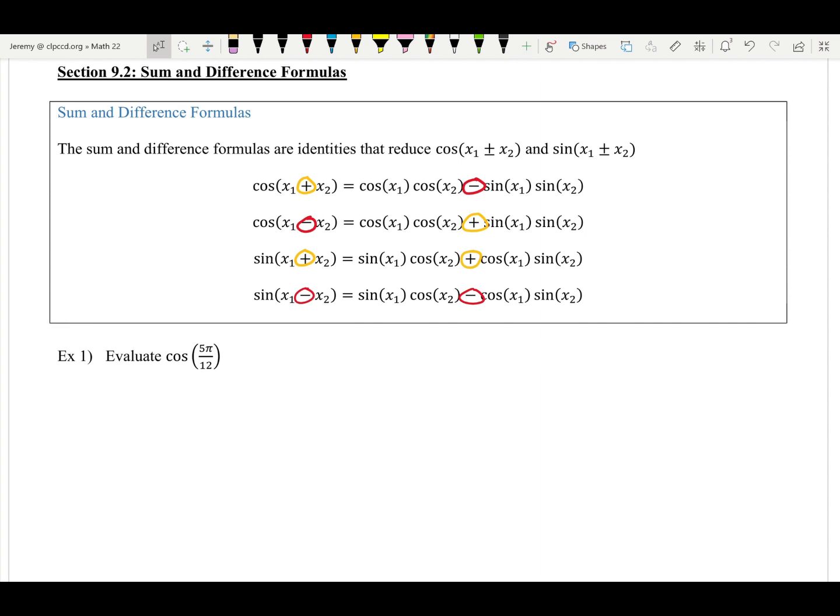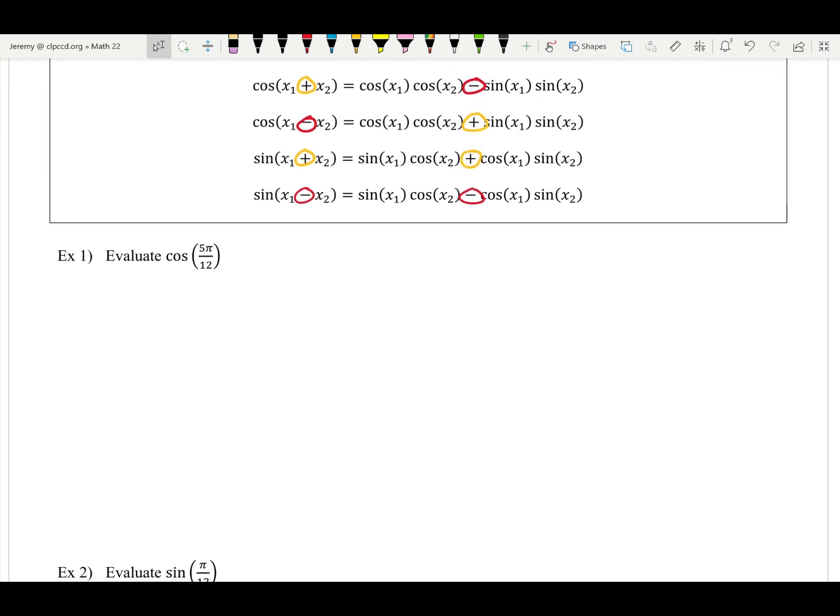All right, those are the formulas. Let's see how we might use them. Example 1. So I said that we will be able to use these formulas to evaluate trig functions at some kind of unusual angles. And I call this 5 pi over 12 an unusual angle because it isn't like one of the angles we have memorized from the first quadrant of the unit circle, right?